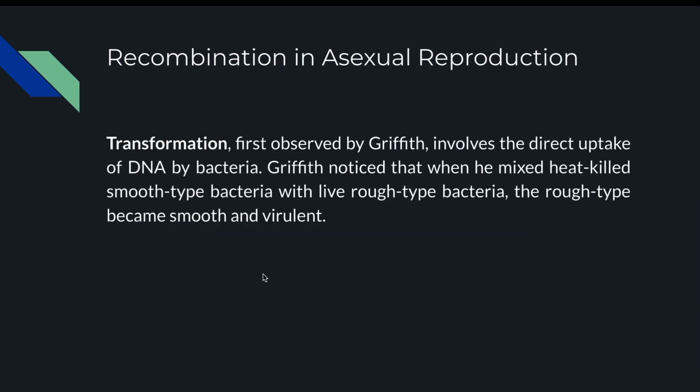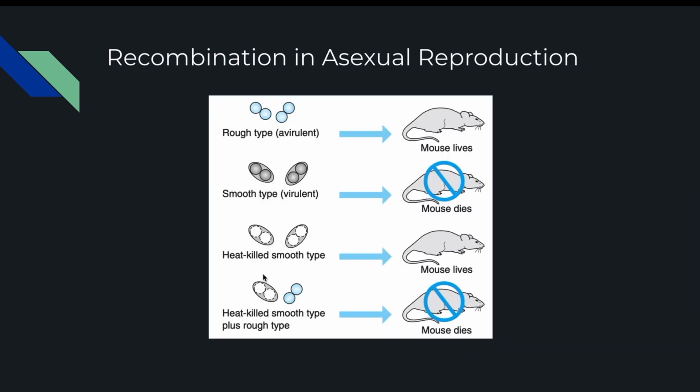Transformation was first observed by Griffith. This involves the direct uptake of DNA by bacteria. Griffith noticed that when he killed smooth type bacteria with live rough type bacteria, the rough type became smooth and virulent. So, recall in our history of molecular biology topic, we discussed the transforming factor discovered by Griffith was responsible for changing the phenotype of the avirulent rough type bacteria to that of the virulent smooth type.